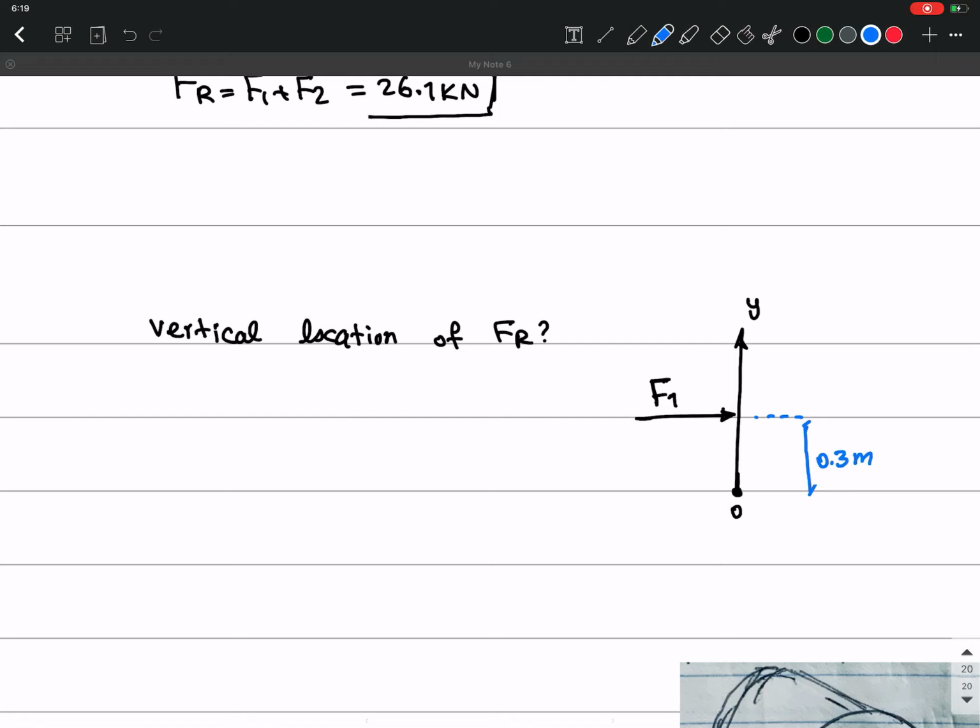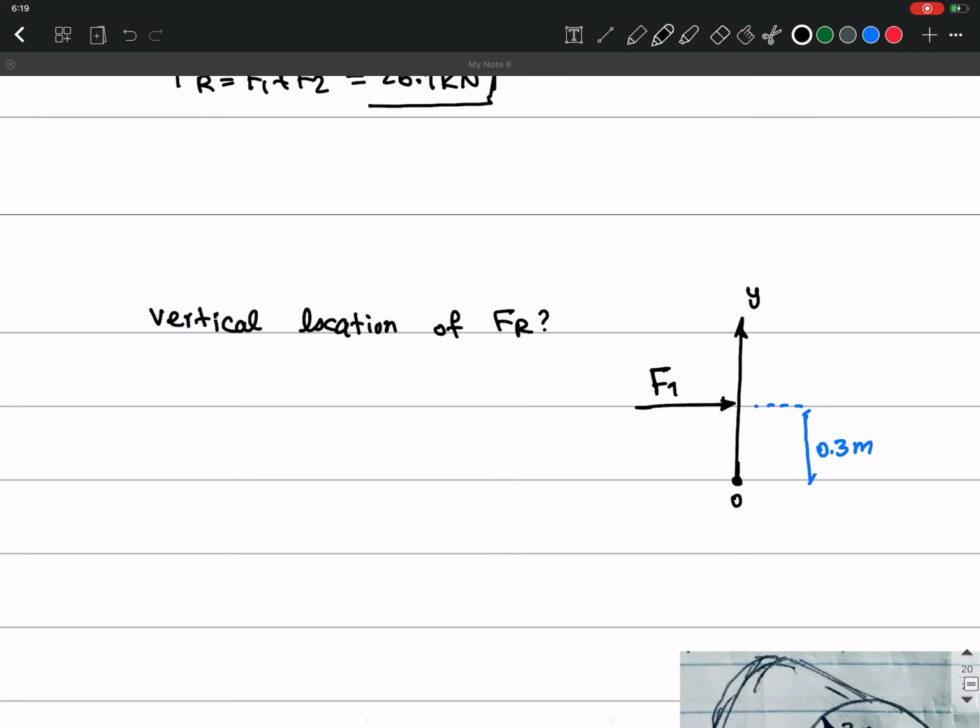And the second one, which is F2, is a smaller force. F2 acts at 0.2 meter. So this is F1, acts at 0.2 meters. And F4, which is going to be the sum of these two forces, should act somewhere in between these two, right? So it should act somewhere here.